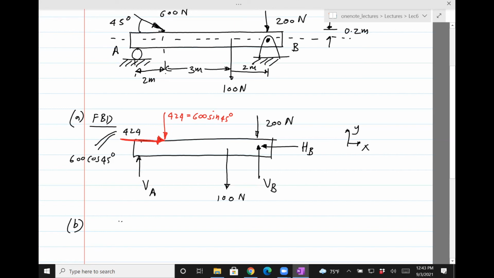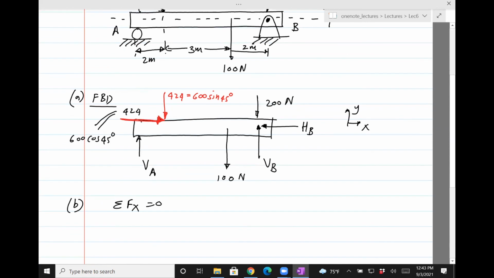Okay, let's start with the easiest one. The net force in the x direction is equal to 0. So here we have 424. You can see 424 is pointing in the positive x direction, so we can just say that's our convention, and we stick a positive sign there. And then HB, which is the only other force in the horizontal direction, is towards the left side, which is the negative x. So let's put a negative sign on it. This gives me HB equals 424.